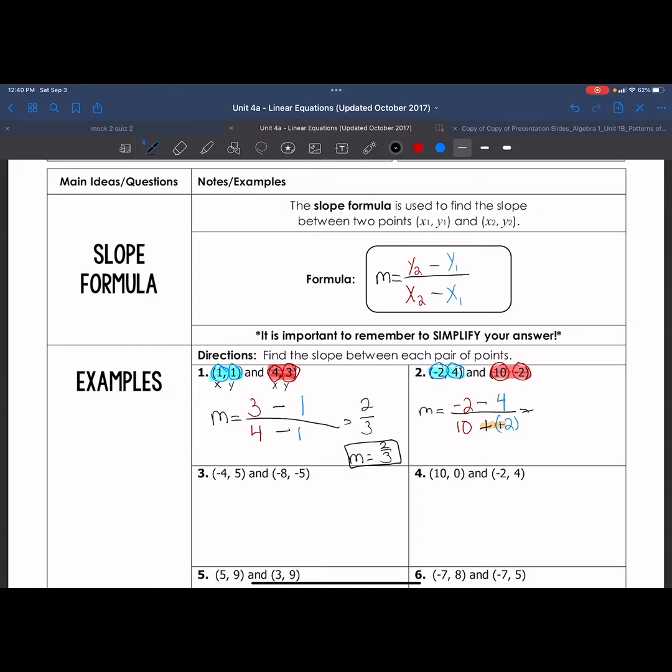So -2 minus 4 is -6. 10 plus 2 is 12. We can reduce that by dividing both by 6. And what we get is -1/2. So m is equal to -1/2.